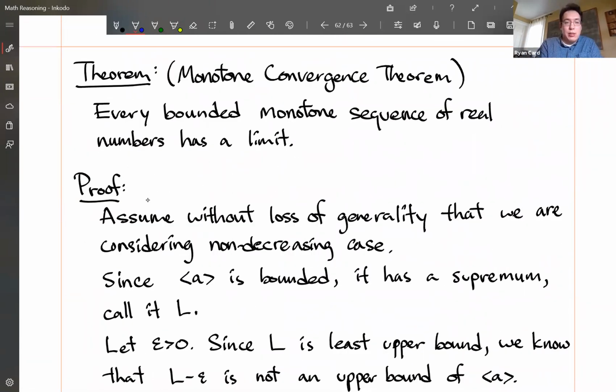Okay, let's move on to the next theorem. All right, so this one is an important one, so it has a name. It's called the Monotone Convergence Theorem. If you have a sequence that has 2 properties, so it's a bounded sequence and it's also monotone, then every bounded monotone sequence of real numbers has a limit. Those 2 conditions will guarantee that you have a limit.